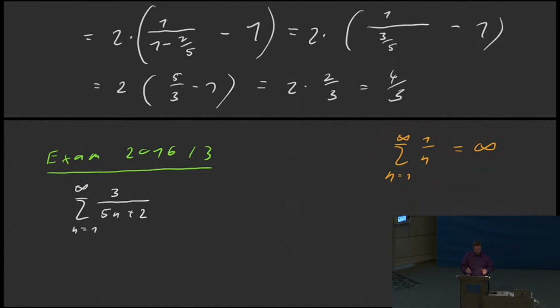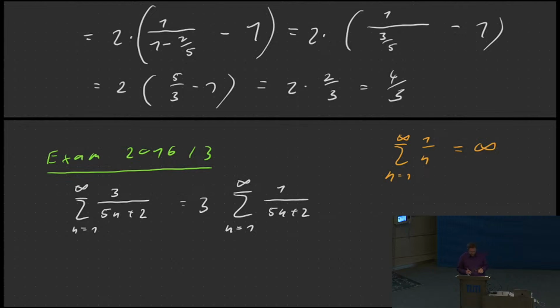And that is what we often do in the context of harmonic series, or series that look like harmonic series. What we'd like to do is get rid of the 3. That should be easy. We can just take the 3 out, right? Let's start with that. So that's 3 times 1 over 5n plus 2.